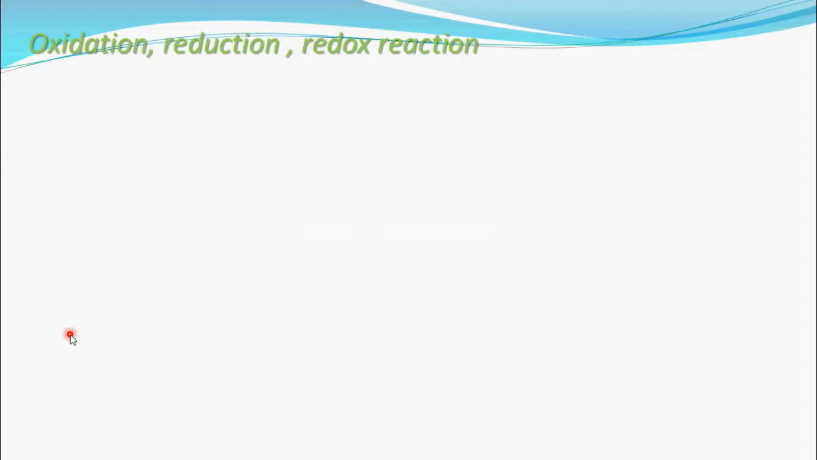In the electrochemistry chapter, to understand the whole chapter, you should know clearly what is an oxidation reaction, what is a reduction reaction, and what is a redox reaction. That's why I have taken this up initially. You should know clearly about all these terms. Now, what is an oxidation reaction?